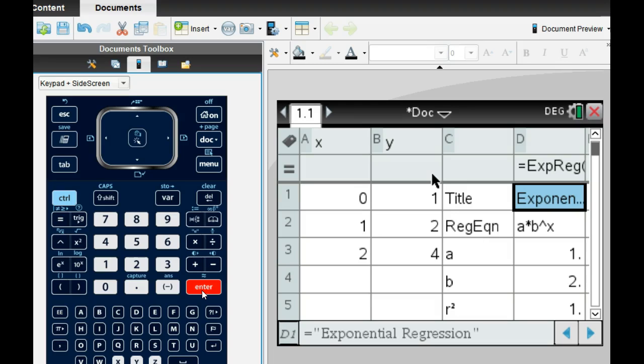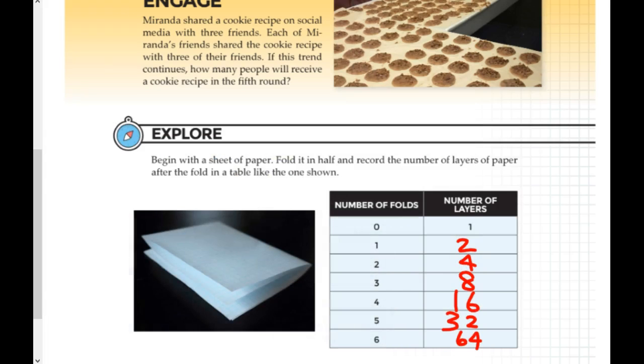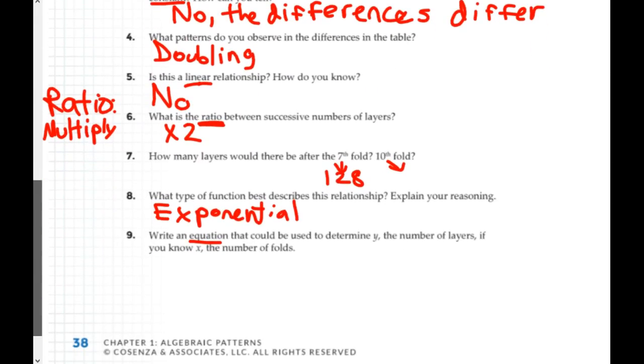Now, remember this from our quiz. You have to write this correctly. A times B to the power of X. So 1 times 2 to the power of X, like it says right there. Let's write that down. So Y equals 1 times 2 to the power of X. I like to put the second number in parentheses. You don't have to, but so 1 times 2 to the power of X.